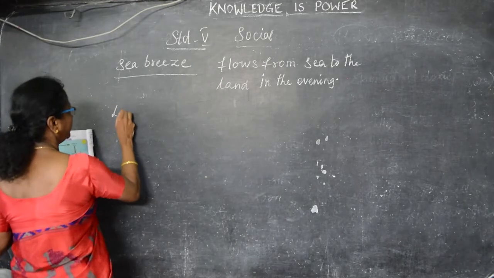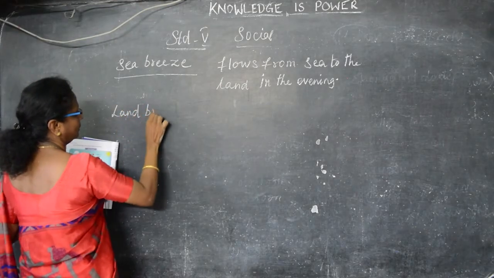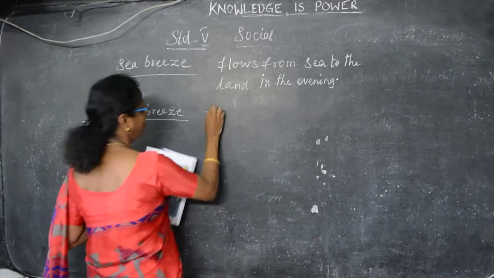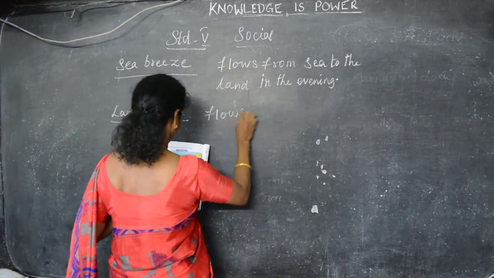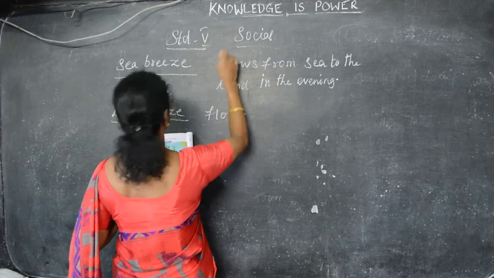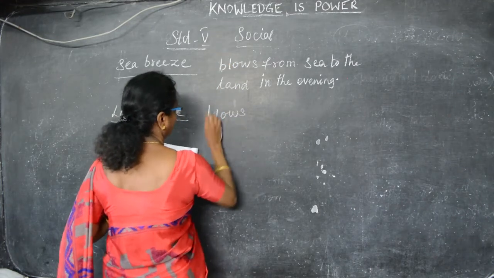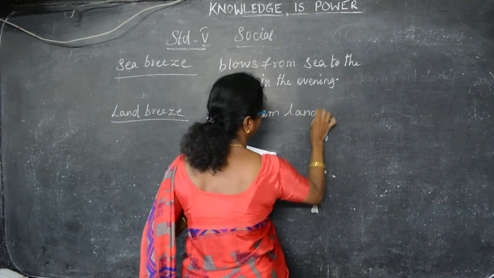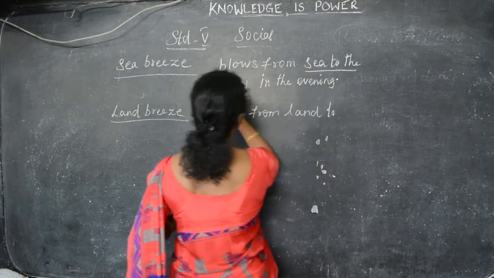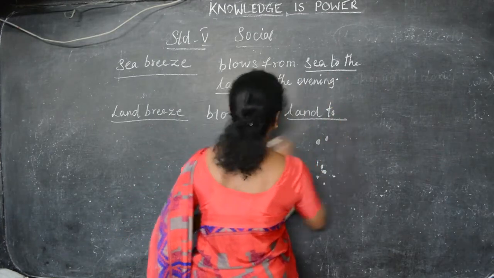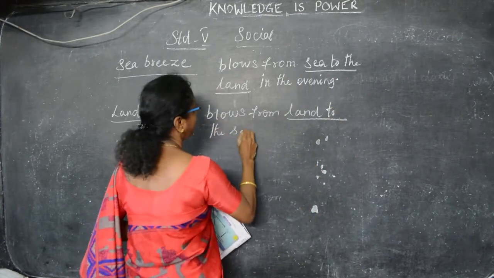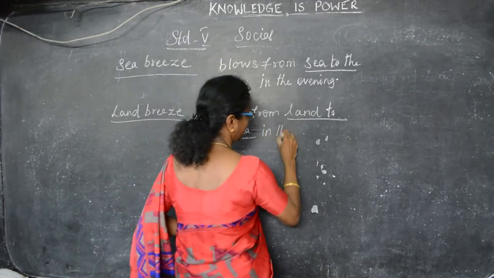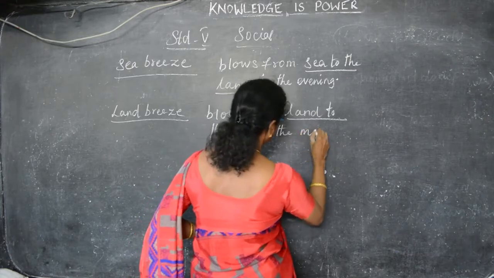And what do you mean by the land breeze? Land breeze flows from the land to the sea in the morning. When the flow is from sea to the land, it is sea breeze; from land to the sea, it is land breeze. So sea breeze in the evening, land breeze in the morning.